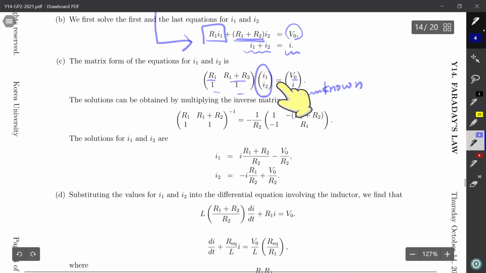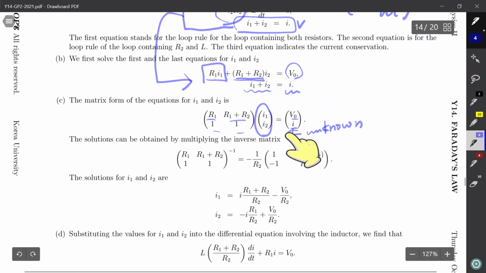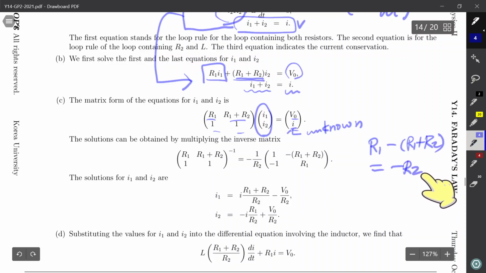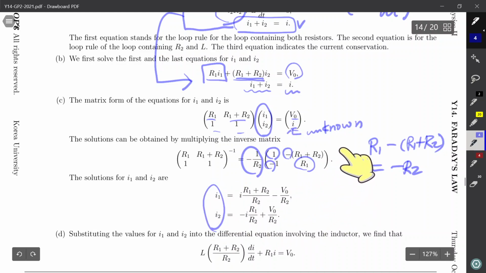The inverse of this matrix is known. If you multiply the inverse, based on this is the inverse, the determinant is R1 minus R1 plus R2, so that is minus R2 is the determinant. 1 over the determinant, flip the position and flip the sign. Okay? So I1, I2 is obtained by multiplying V0 I to this inverse matrix. The result is this.